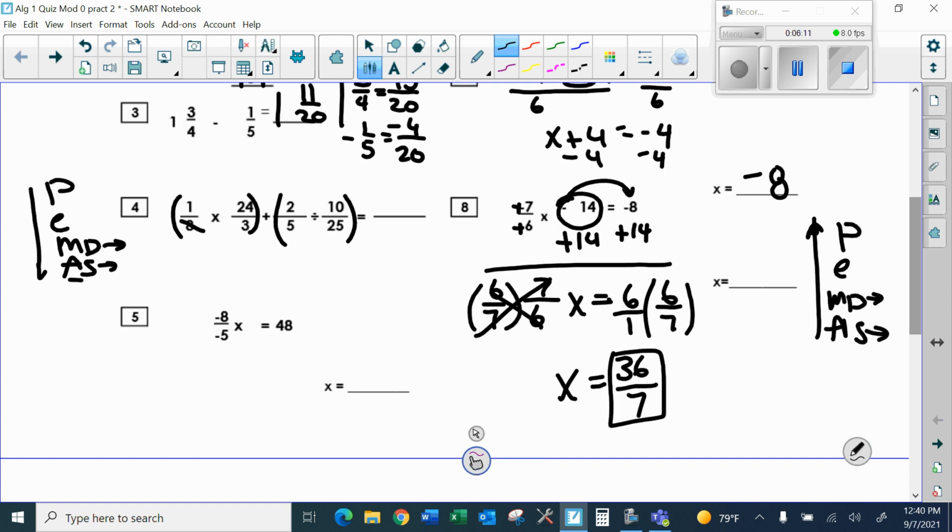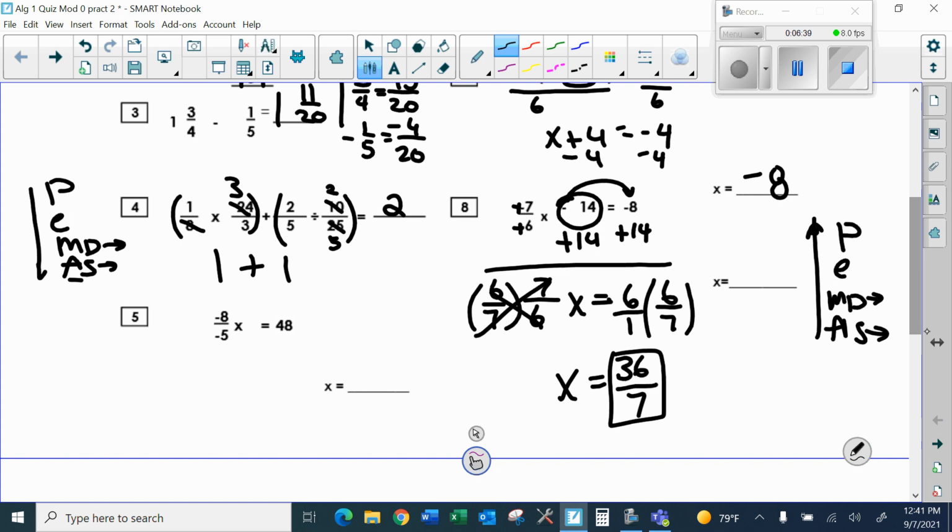So cross cancel, 8 goes in 24 3 times. I get 3 over 3, which is 1 right there, plus, go ahead and change division to multiplication. I could reduce this if I wanted to, 10 25ths, divide each by 5, and I get 2 fifths. Well, now I should recognize 2 fifths divided by 2 fifths is 1. Okay, and then 1 plus 1 is 2. It's not going to always come out nicely like that.